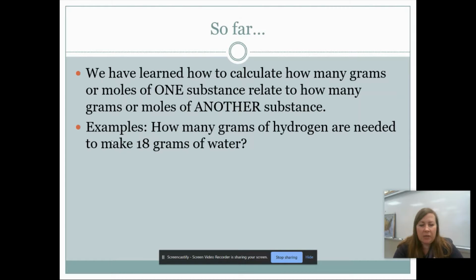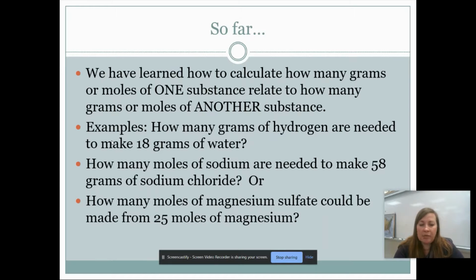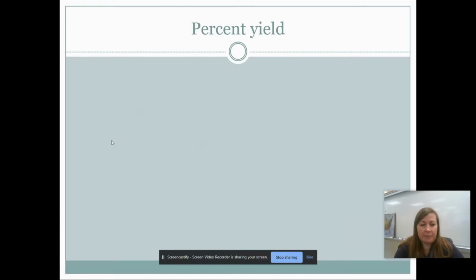We can, at this point, calculate how many grams of hydrogen are needed to make 18 grams of water, or how many moles of sodium are needed to make 58 grams of sodium chloride, or how many moles of magnesium sulfate could be made from 25 moles of magnesium.